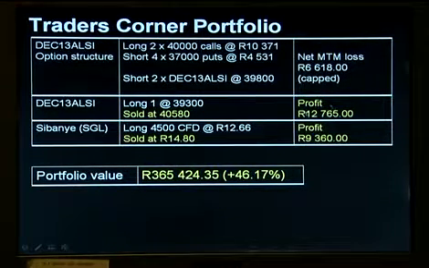These are the two trades that we've closed out this week. We've got our Top 40 where we closed and made 12,765 Rand, and then our Sibanya we closed out and made a profit of 9,360 Rand.